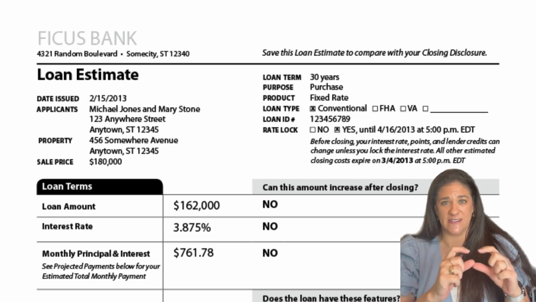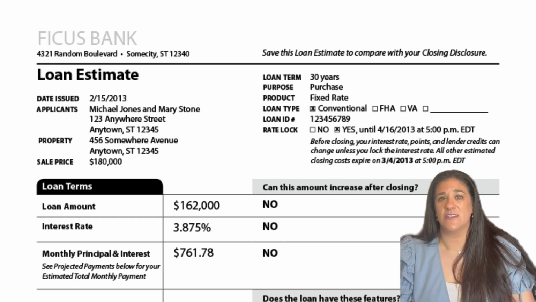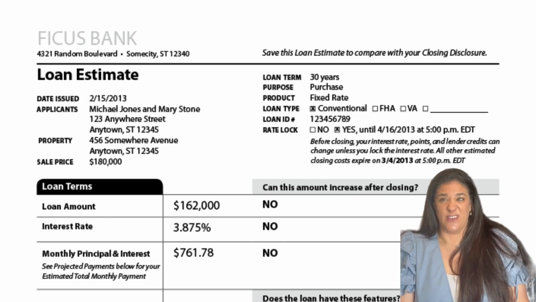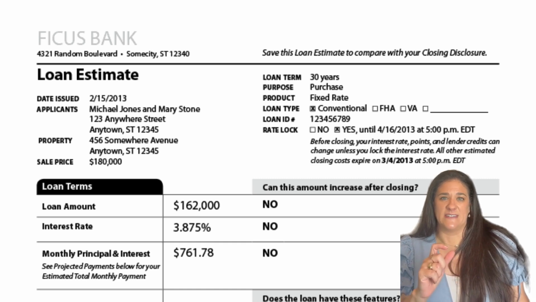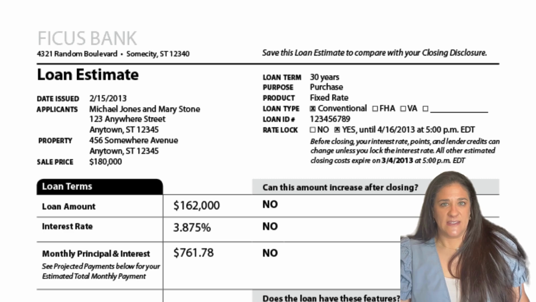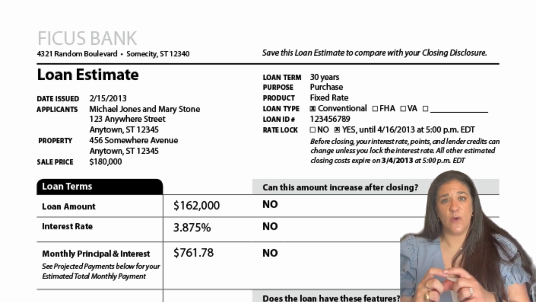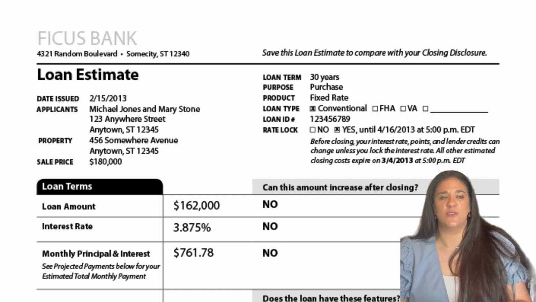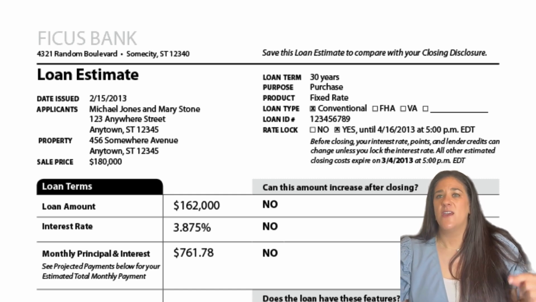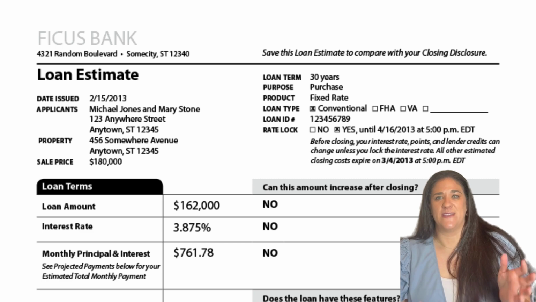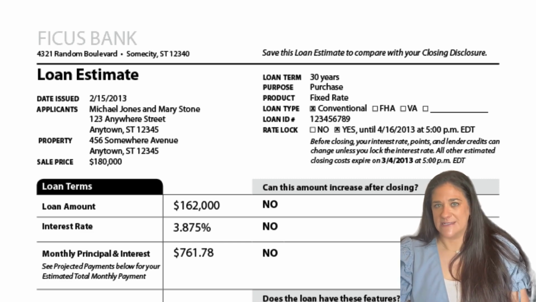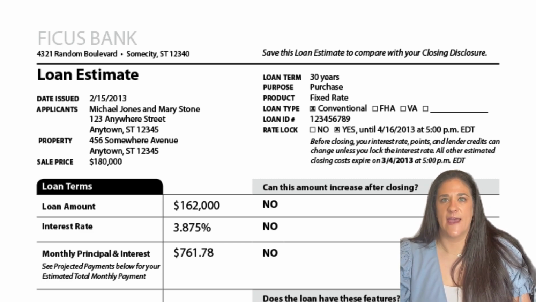If this little box is checked no, then you have not locked in your interest rate yet and it's still floating. If the box is checked yes, then it is locked in. And if it's checked no the first time you get this document, once you do actually lock in your interest rate, you'll get a new loan estimate that will show you that the interest rate is now locked in with whatever rate you locked in at.